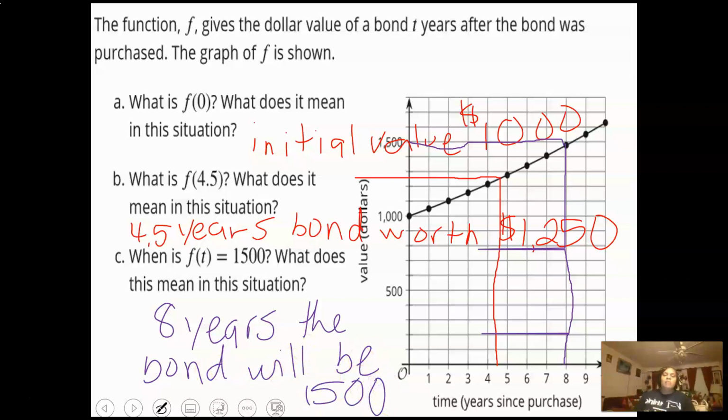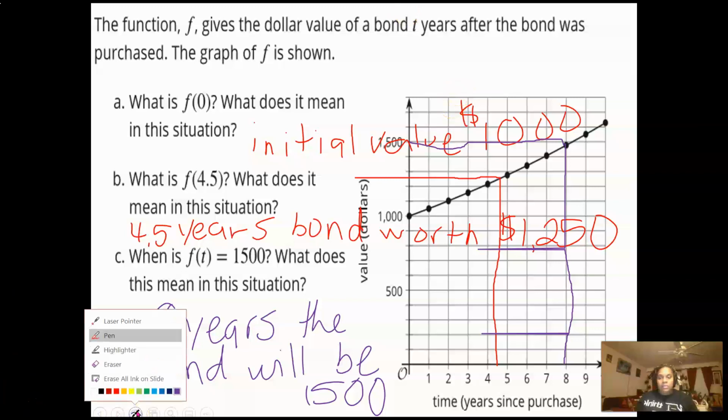So being able to interpret a function graph, and I'm sorry my writing is so sloppy, my pen went bad, but at 8 years, the bond will be worth $1,500. So what it's saying is being able to take a function, a graph, a table, and being able to interpret what that graph and table is saying. What questions are they asking? Can you read it? Are you able to interpret what the data is asking?